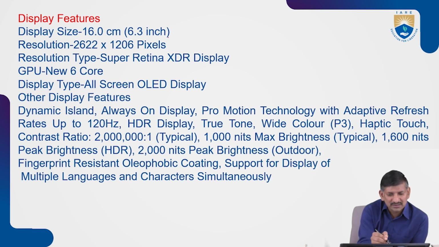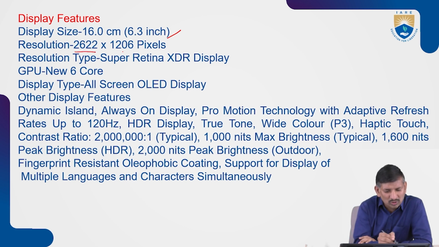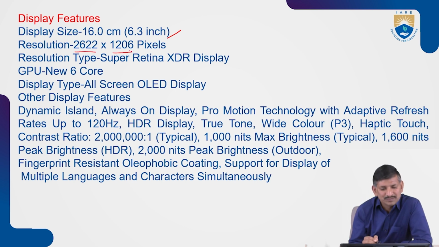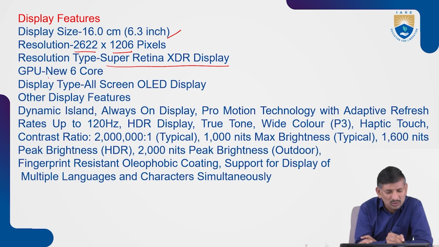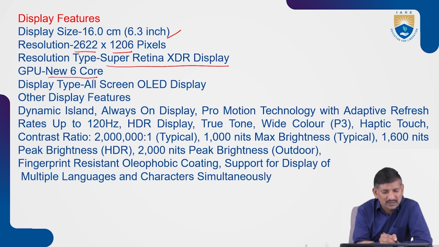So here the display size is 6.3 inches and its resolution is 2622 by 1206 pixels, horizontal and vertical. Horizontally, it displays 2622 pixels. And vertically, it displays 1206 pixels. Its display type is Super Retina XDR display. It contains a GPU with 6 new cores. To process that, it requires 6 cores here. Here the display type is OLED.